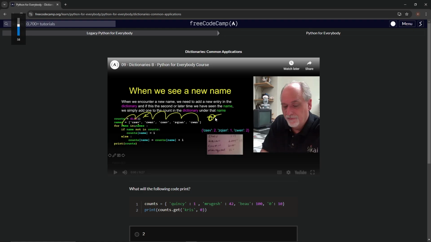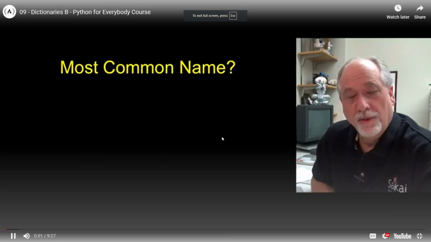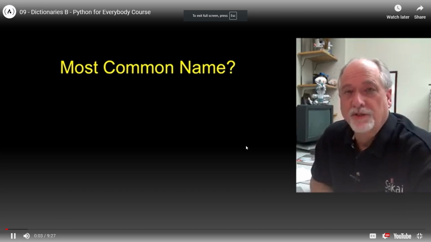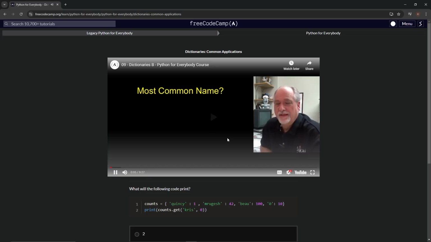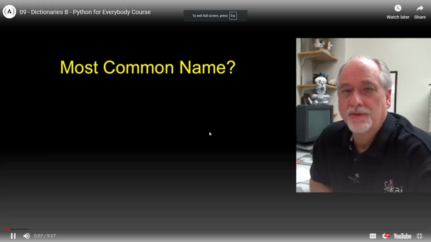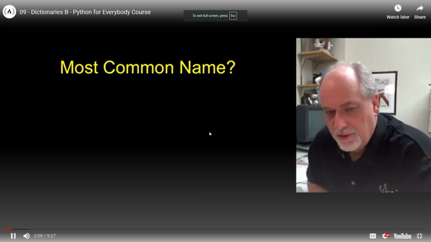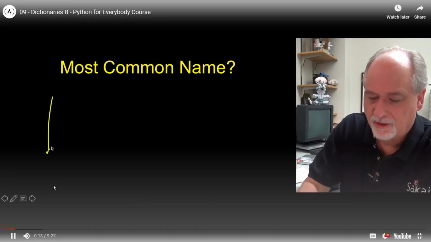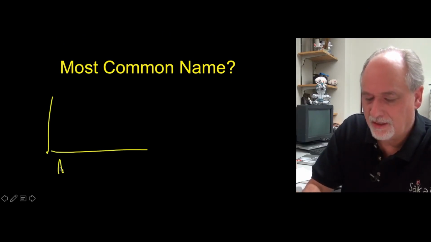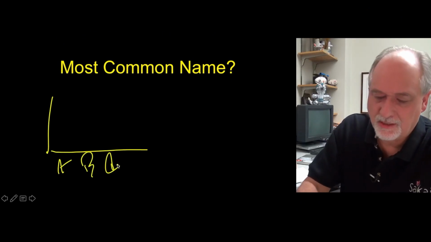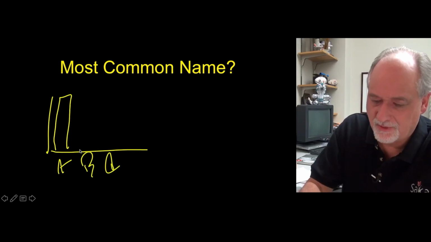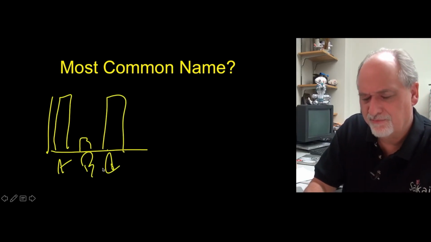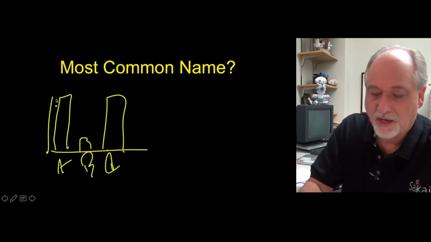All right. Let's go. So now we're going to talk about one of the common applications of dictionaries, and that is making histograms. It's counting the frequency of things. Think of a histogram as a little graph: how many A's, how many B's, and how many C's. These are like buckets. These are frequencies, and this is how many times it happens.